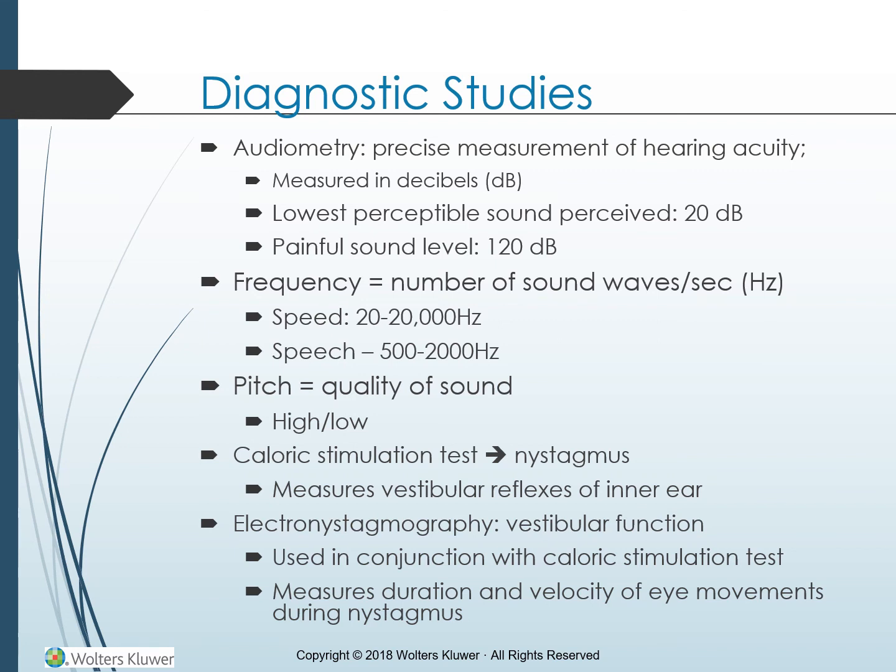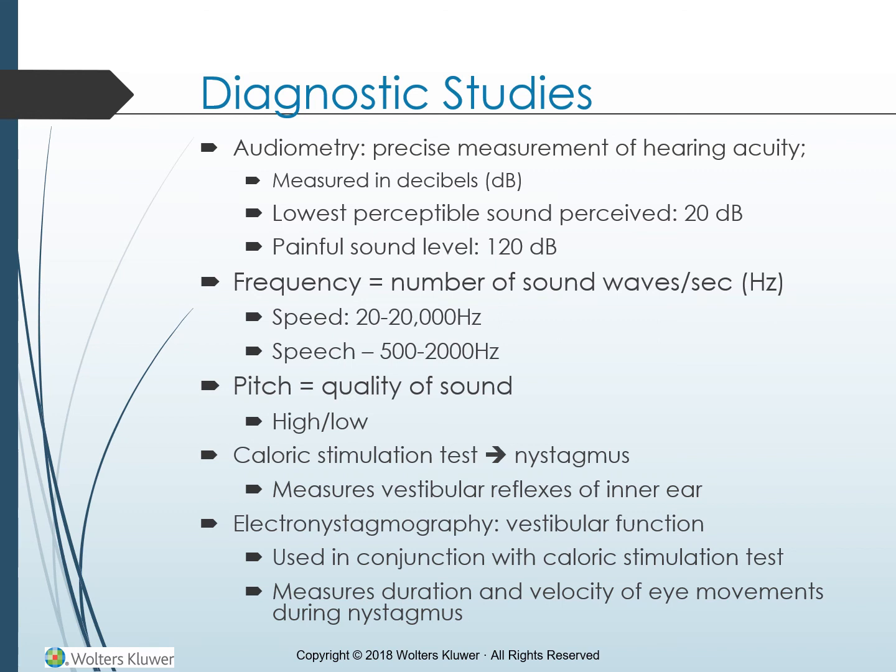Severity of hearing loss, Table 41-2. 0 to 15, normal hearing. Greater than 15 to 25, slight hearing loss. Greater than 25 to 40, moderate hearing loss. Greater than 40 to 55, moderate hearing loss. 25 to 40 is mild hearing loss. 55 to 70 is moderate to severe hearing loss. 70 to 90 is severe hearing loss, and greater than 90 is profound hearing loss.